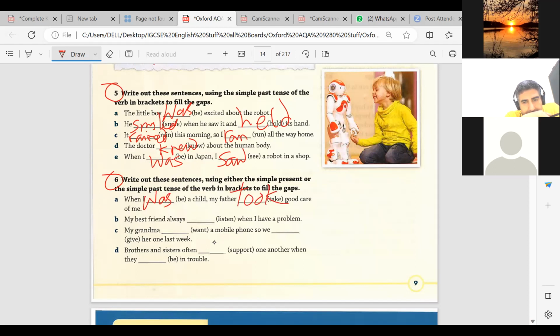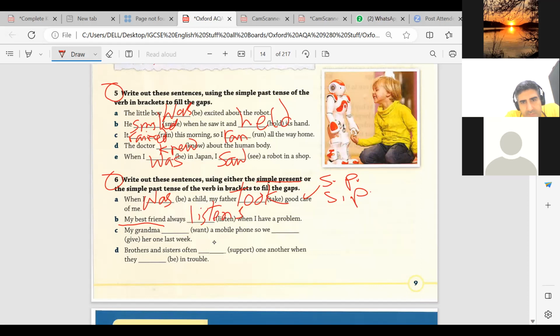My best friend always listened. Or listen, Khalid? No, listen. Yes, listen. Khalid, please, you need to write simple present or simple past. This one is simple present. So my best friend listens. No, listens. Yes, may God bless you. Listens. Why? Because here it is singular. So my best friend listens when I have a problem.